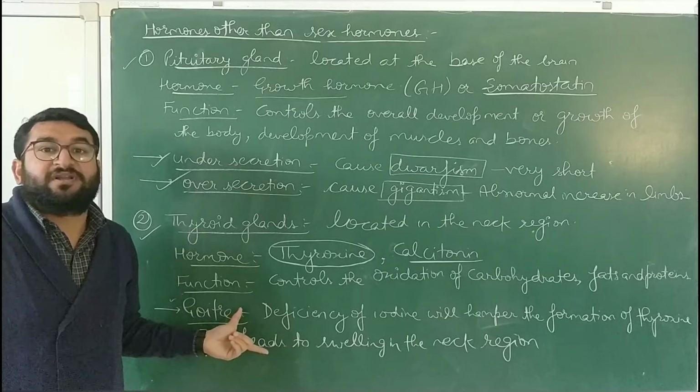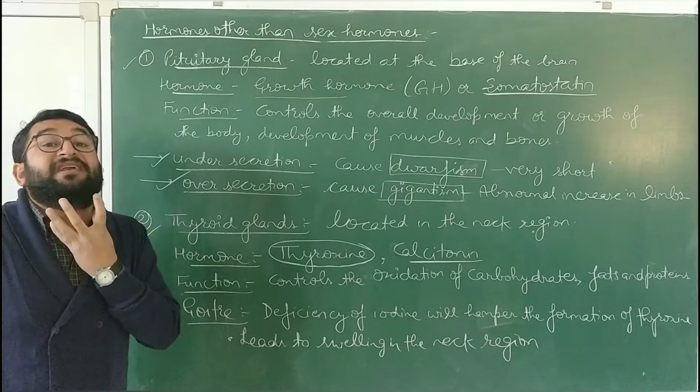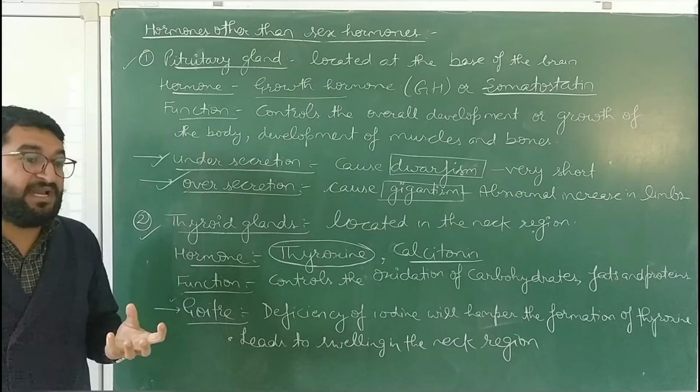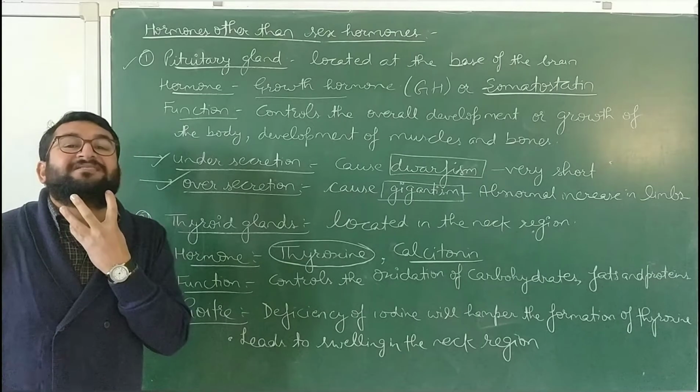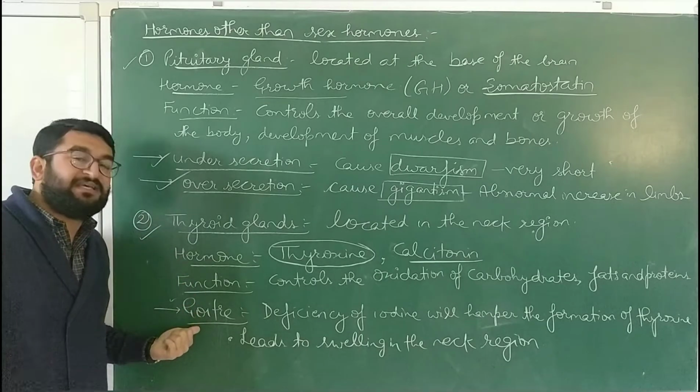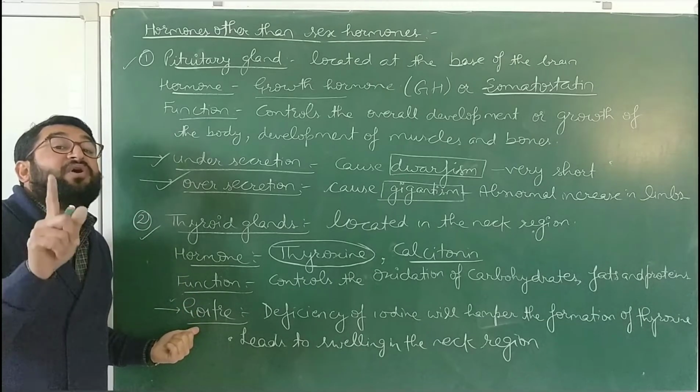After becoming non-functional, it appears as a swelling in the neck region. फिर वो थायराइड ग्लैंड हमें एक स्वेलिंग के तौर पर दिखाई देगी, सूजन के तौर पर इन द नेक रीजन, and that is known as goiter. That disease is known as goiter.